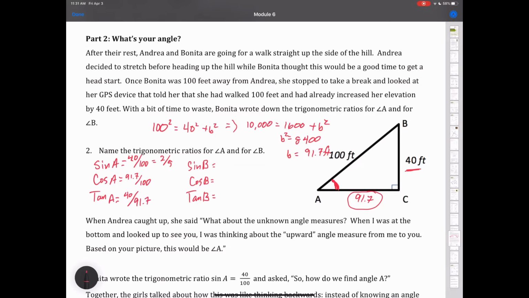All right, we've got angle A trig ratios all taken care of, so let's try angle B's trig ratios. Okay, so sine equals the opposite over the hypotenuse, 91.7 over 100. Cosine, CAH, the adjacent over the hypotenuse, 40 over 100, which reduces to 2/5. And finally, tangent, TOA, equals the opposite over the adjacent side. So there we go. We've got all our trig ratios for angles A and B.